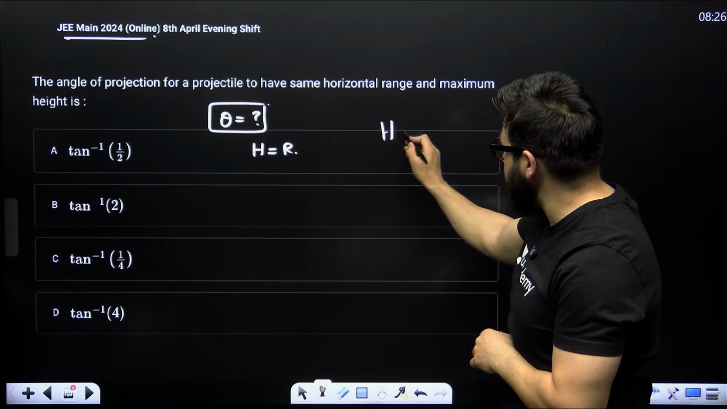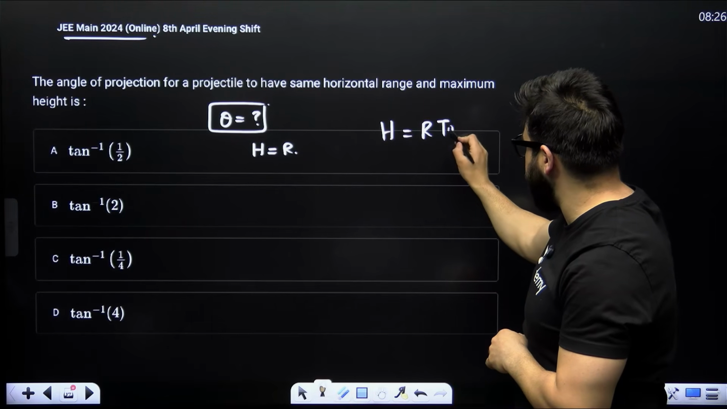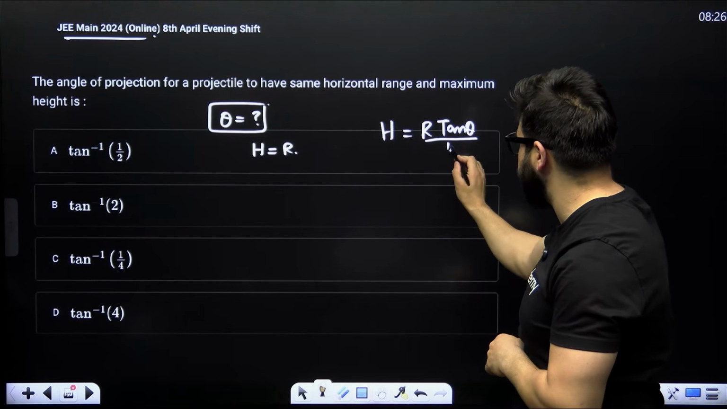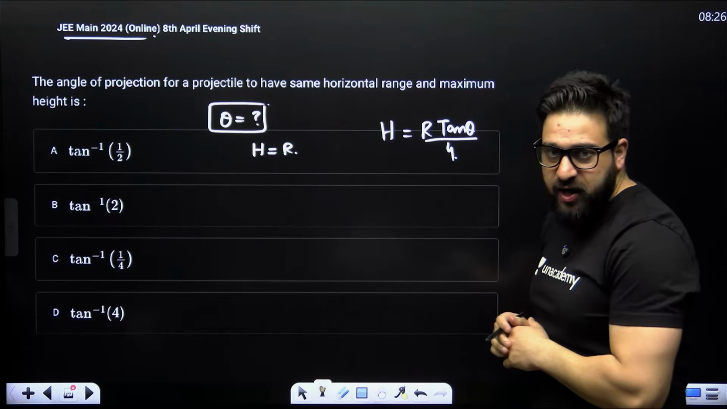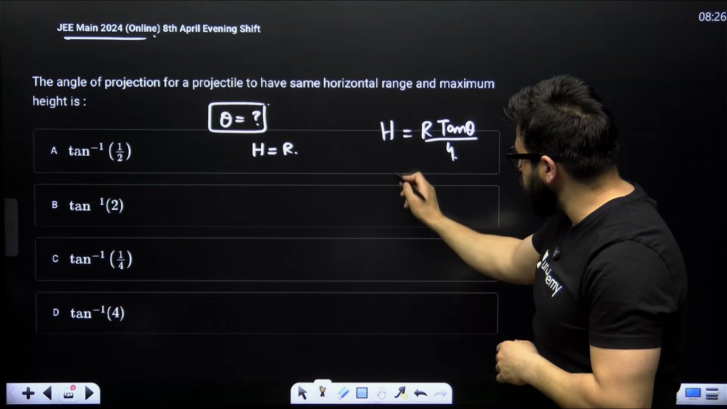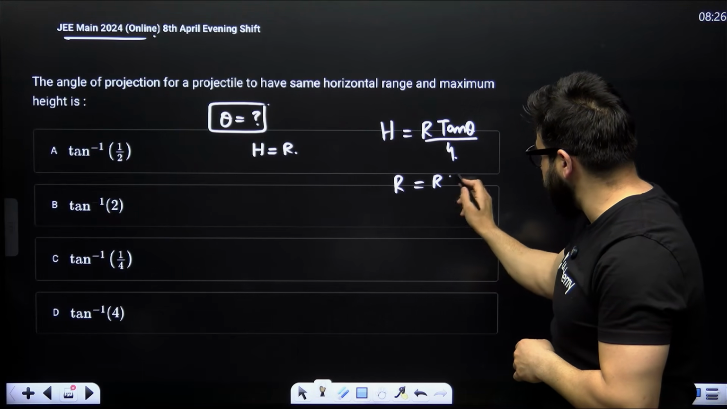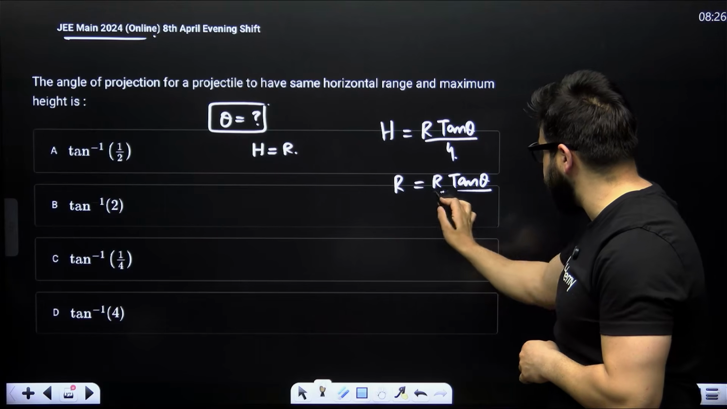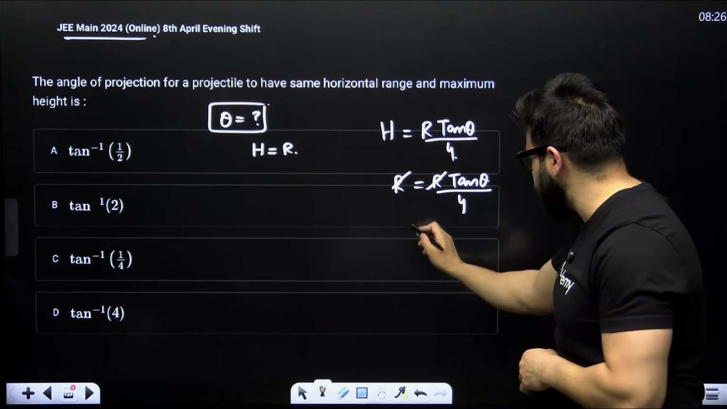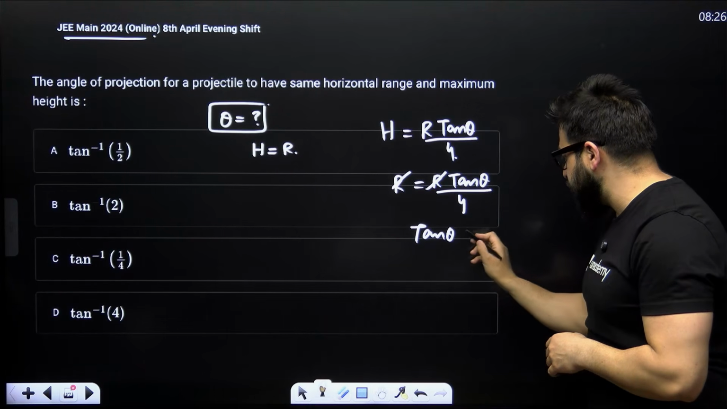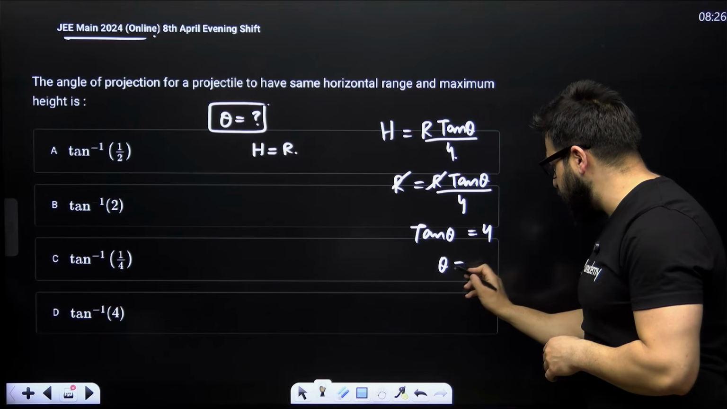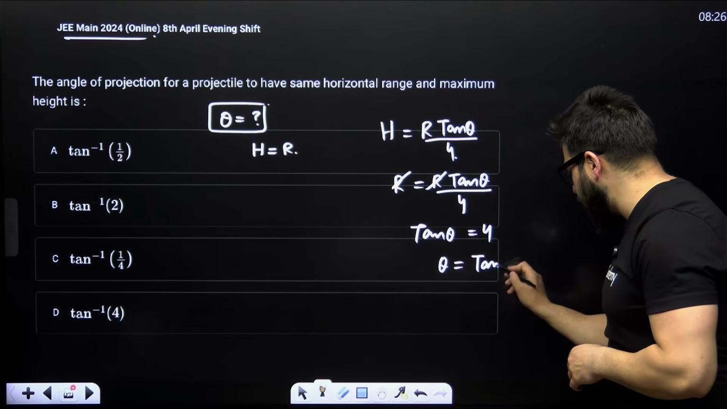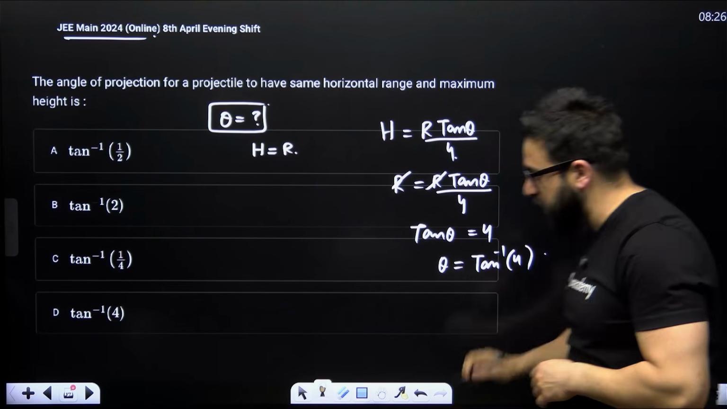We will be using H is equal to R tan theta divided by 4. We have to find the angle of projection, at what angle you have launched. So you'll be putting over here R is equal to R tan theta divided by 4. R and R will cancel. Take it over here, so I can say tan theta will be equal to 4. Theta will be equal to tan inverse of 4. This is the answer to the question.